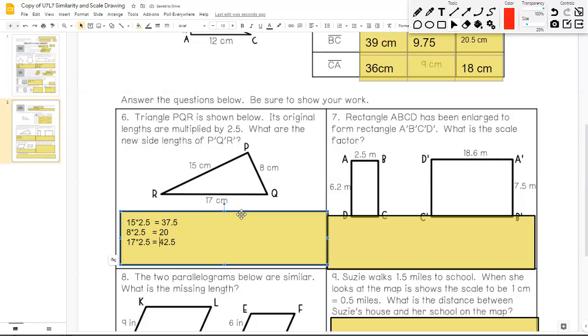Now, if I got any of these wrong, in fact, I should probably check. So I'm going to pause here and check and see if I did any of that math wrong. Okay, I did all of that right. Excellent. And all these would be centimeters.